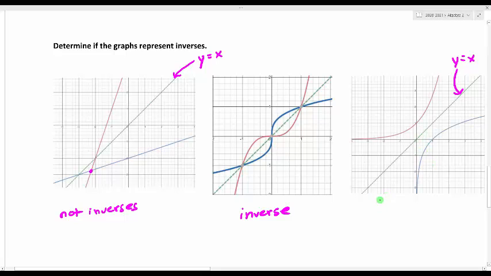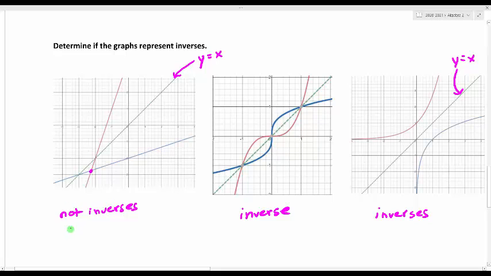So this one still has symmetry, which would indicate that these are inverses of each other. Okay. Now, when we provide reasoning, if I ever give you a graph like on a test or a quiz and I ask you, are these inverses and why? Talk about that line of symmetry. Tell me something about the line y equals x, right?